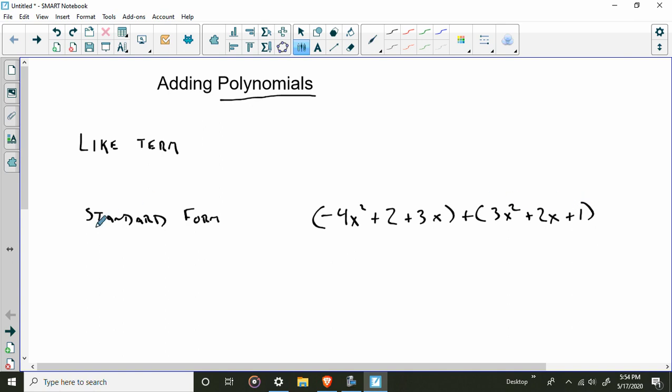If you want to put things in standard form, you arrange your exponents from highest to lowest. This has 2 as an exponent, this has 1 as an exponent, and this one doesn't have an exponent at all. So it's 2, 1, 0. Standard form says put them in the right order, because you can only add like terms together.